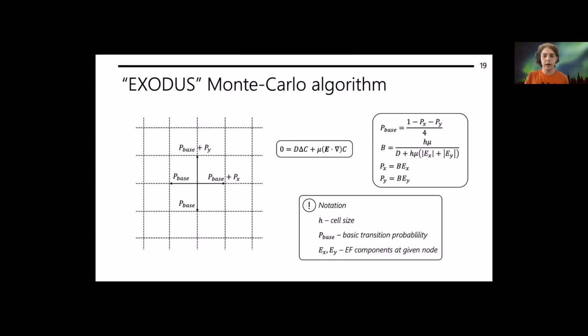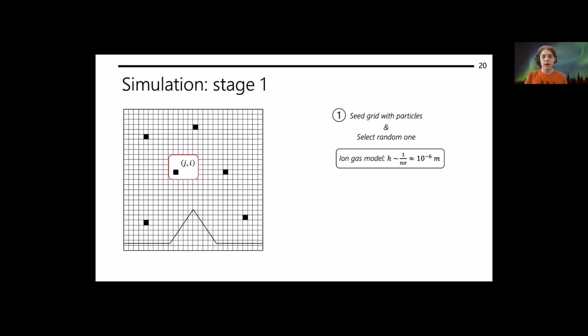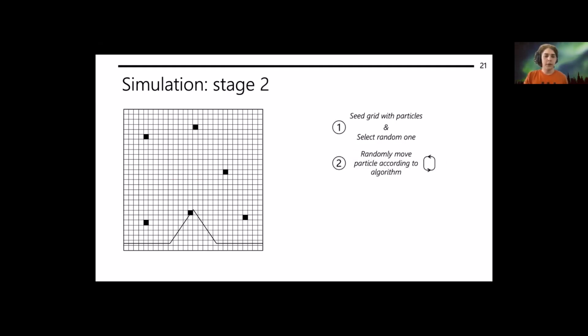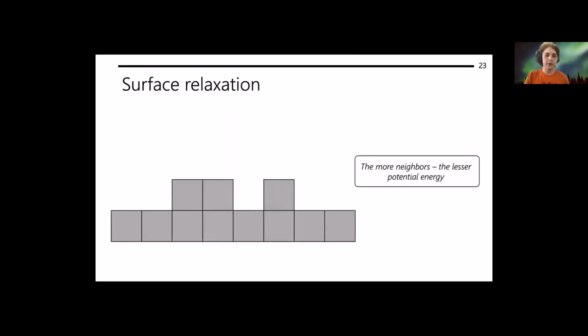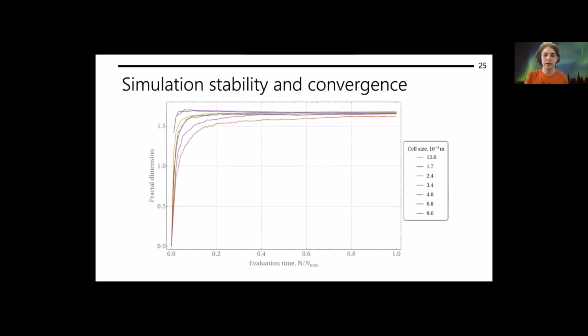Using a Monte Carlo algorithm, we can solve the equation given above. So dividing our lattice, our solution into cells, we can seed it with particles, then randomly move it according to the algorithm presented before. And in case of deposition, we can add this particle to the dendrite. Also, there appears surface relaxation, which is just process of energy minimizing. So the more neighbors you have, the less your energy is.